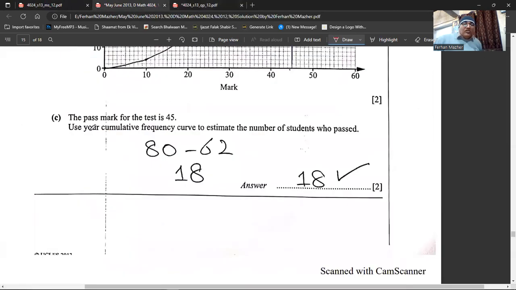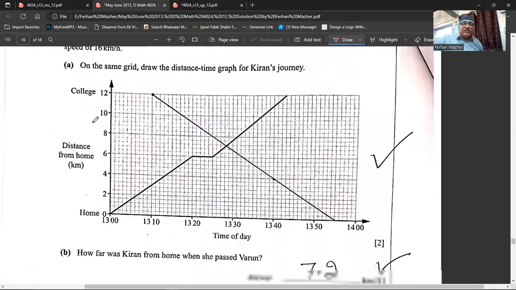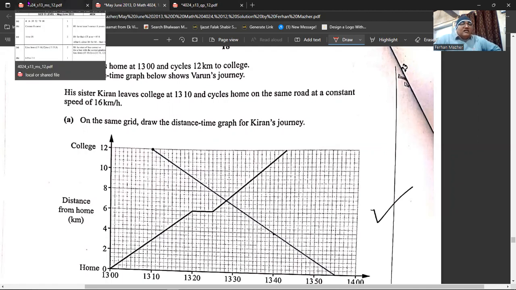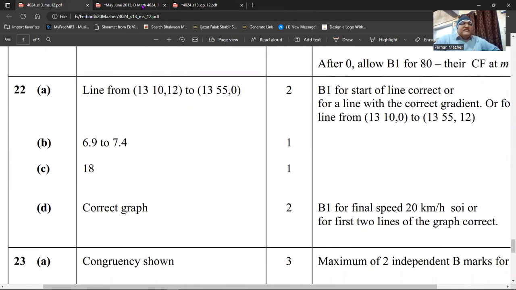So their first question is on this. On the same grid, draw the distance time graph for Kiran's journey. So you can see I put this dot and this dot. Her speed was 16 kilometers per hour, which means in 1 hour she will be covering 16 kilometers. In 30 minutes she will cover 8 kilometers. So by using this information, I put the dot there and I've joined them. That is the distance time graph for Kiran. And I hope you understand this is right.